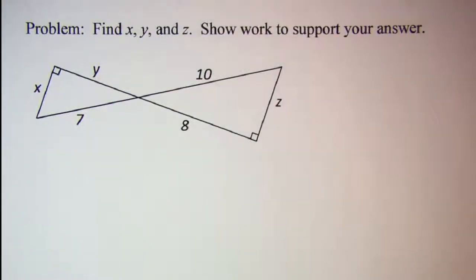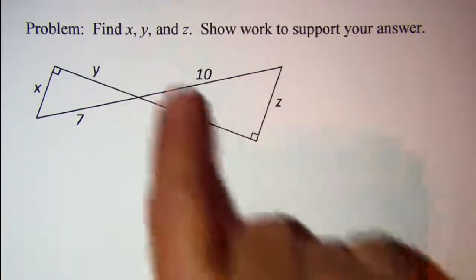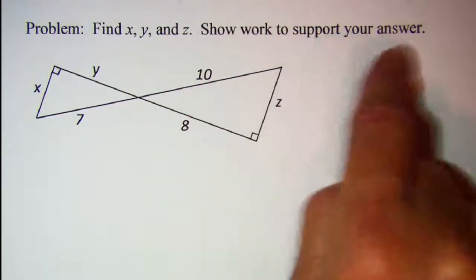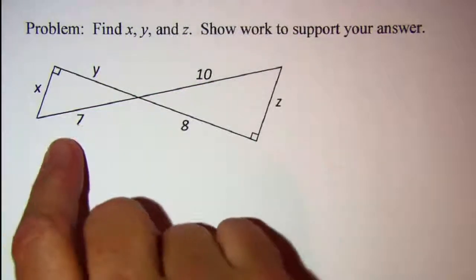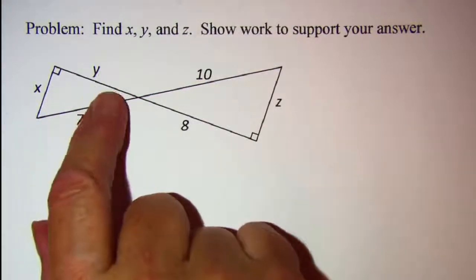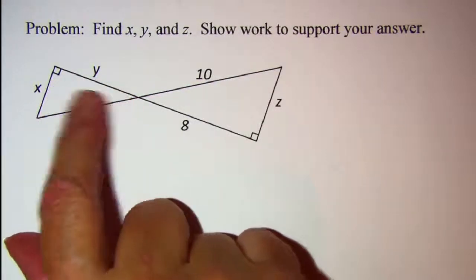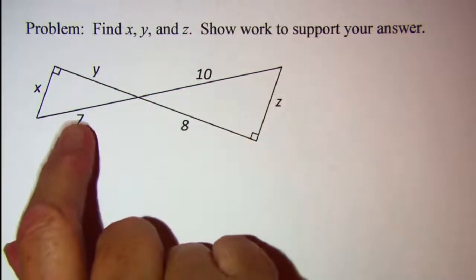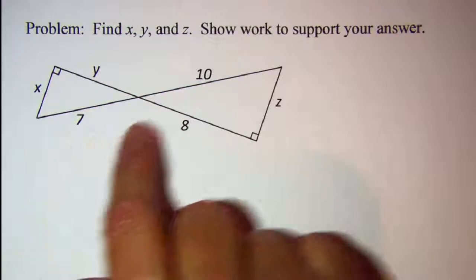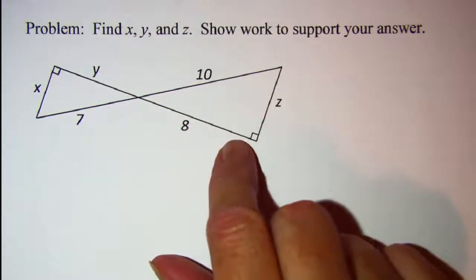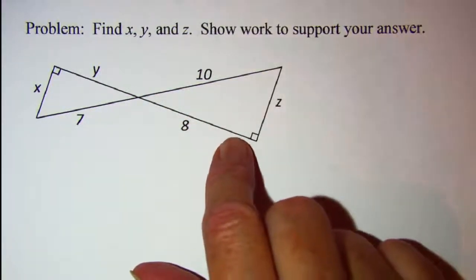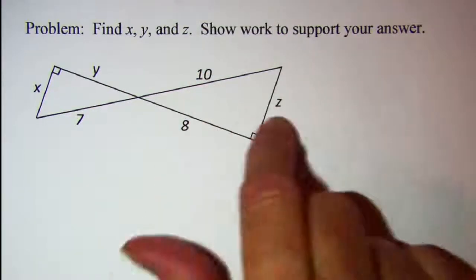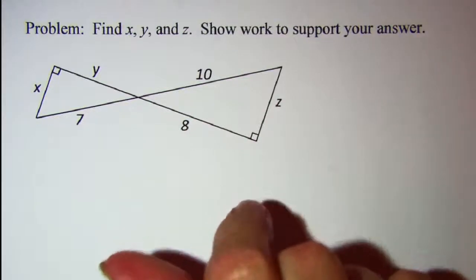Now the problem that we'll be doing is to find x, y, and z and show work to support your answer. It looks like we have right triangles. On the left right triangle, I have legs that measure x and y and a hypotenuse that measures 7. And on the right triangle, I have a hypotenuse that measures 10 and legs that measure 8 and z.